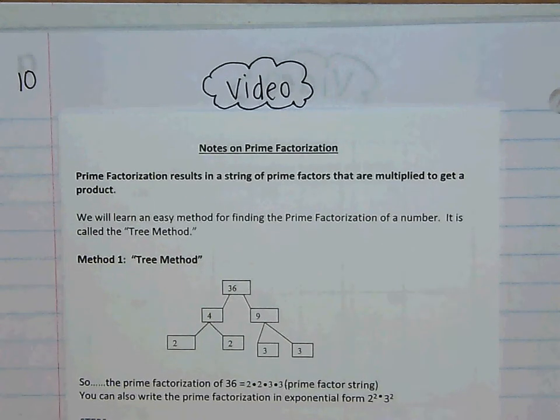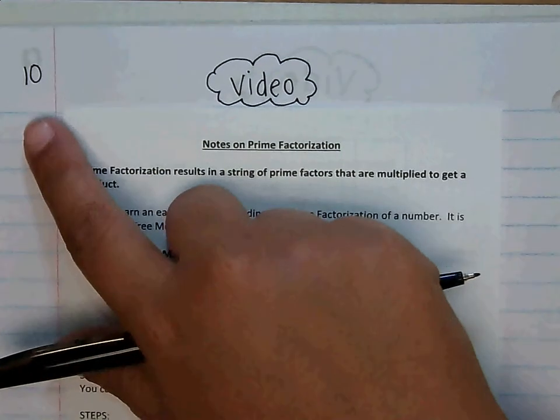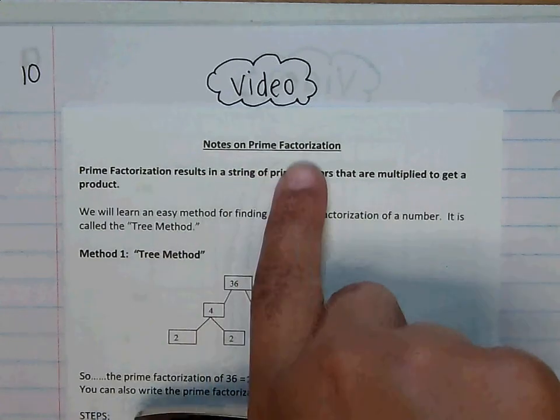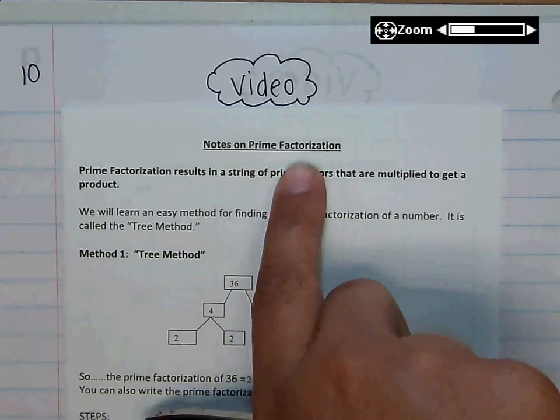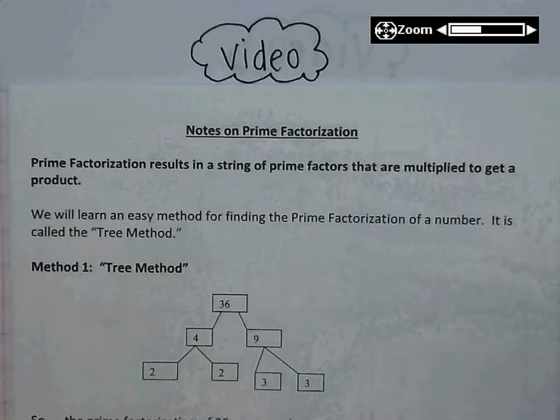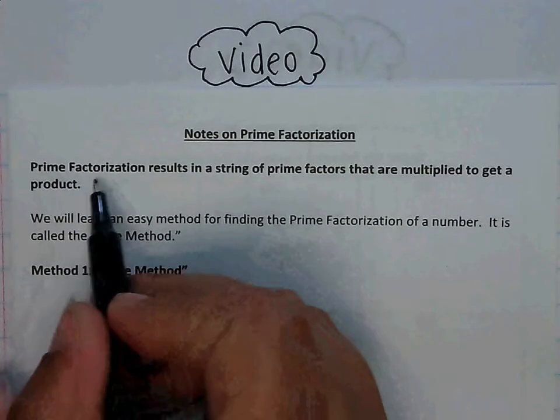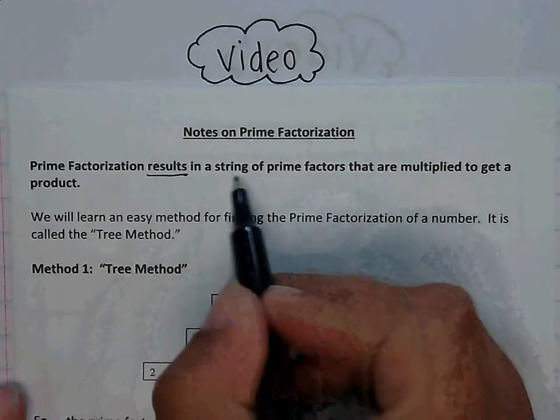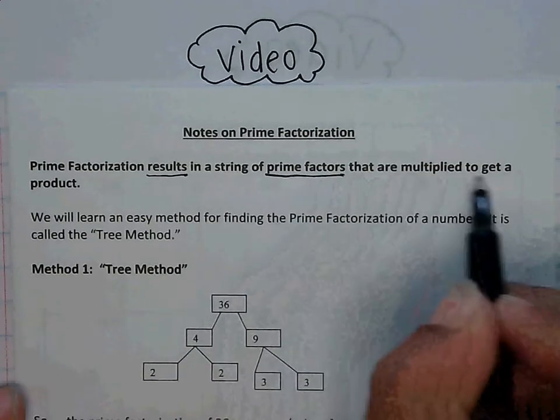Good evening, guys. We are on page 10 in our notebook, and this is notes on prime factorization. I'm going to try to zoom it in just a little bit so we can see this better. All right, prime factorization results in a string of prime factors that are multiplied to get a product.